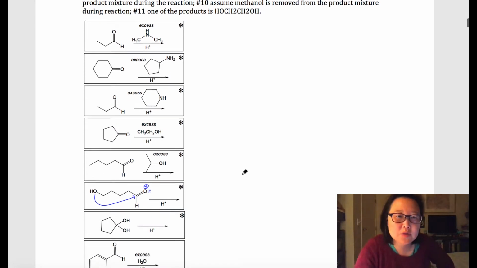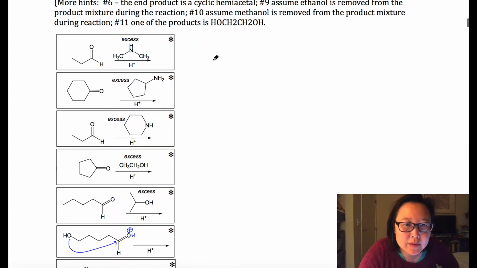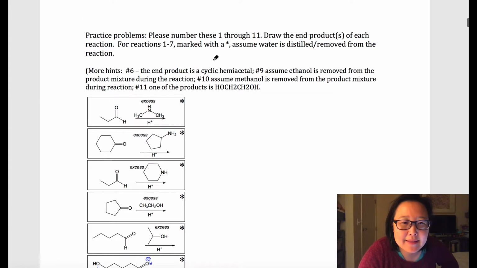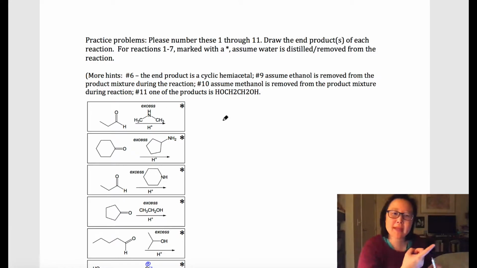Okay, once you do that, let's take a look at these. I want you to predict what the product is going to be. And these are from a textbook by Andres Termanis, by the way. Please number these 1 through 11. We're going to draw the end product of each of these reactions. So try to figure out, am I going to make a hydrate? Am I going to do a reduction? Am I going to do an alkylation? Am I going to make an imine, an enamine, an acetal, a hemiacetal? What are these things going to be that I make?